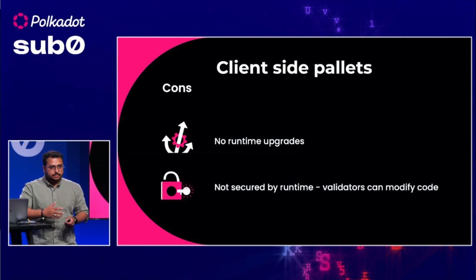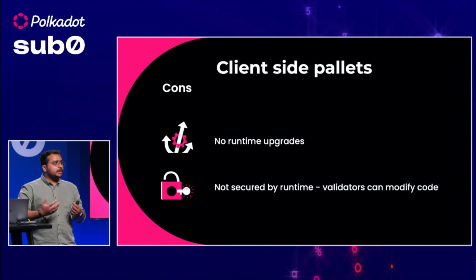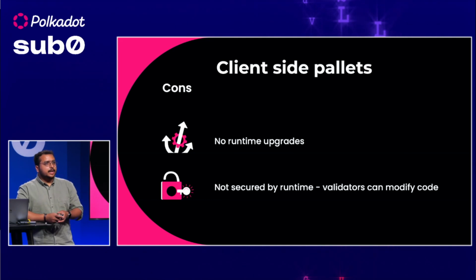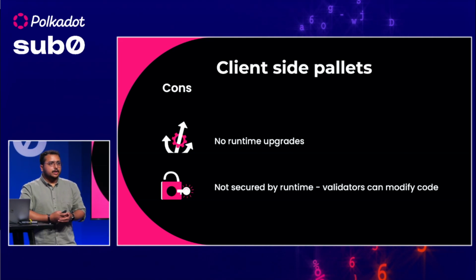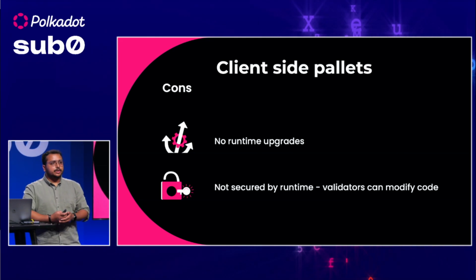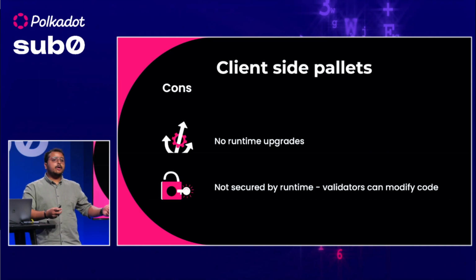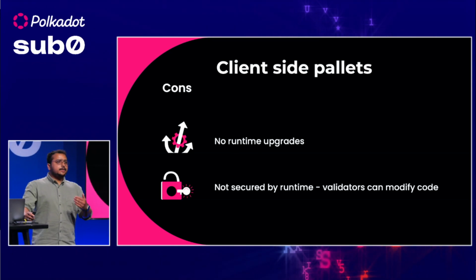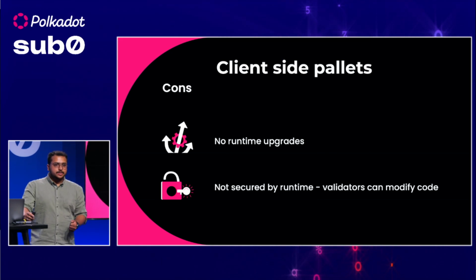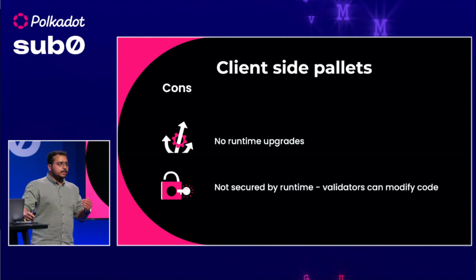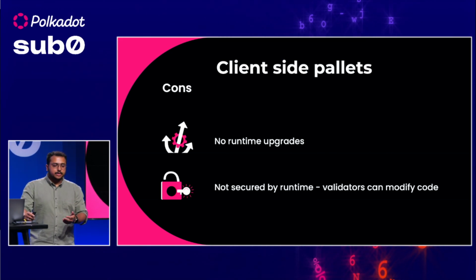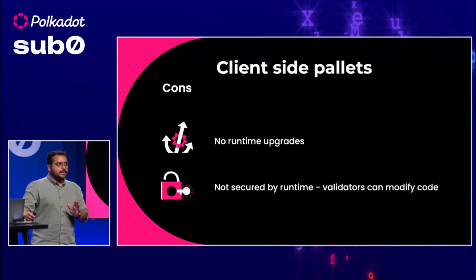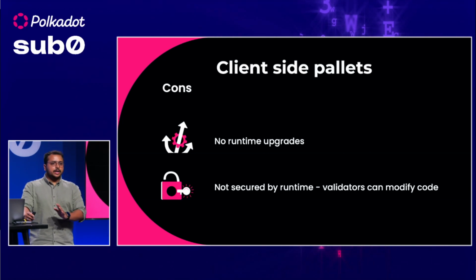do runtime upgrades. What I mean by runtime upgrades is, let's say you make a bug in the code in the last release, and you need to update that. Now you need to wait for 51% of validators to upgrade. That typically takes like 3 to 4 weeks. So the speed of iteration of your product will be significantly slower than with runtime upgrades.